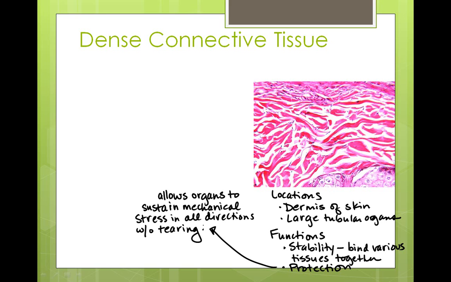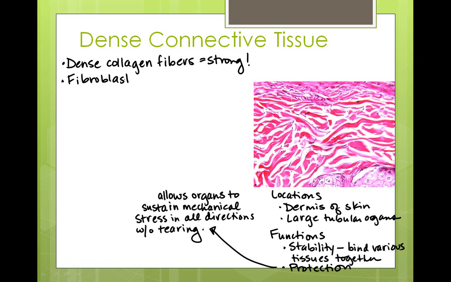So in our dense connective tissue, we also have dense collagen 1 fibers, or just dense collagen fibers, that's all you need to know, which are very strong. We have fibroblasts. And we also have the matrix.